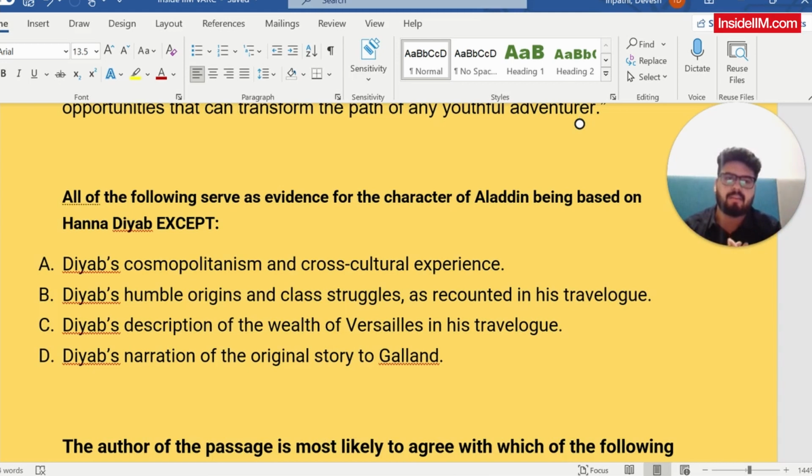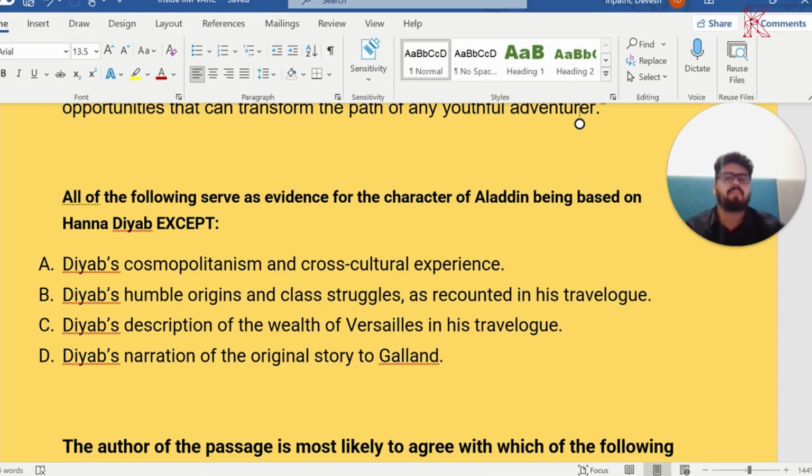various places, as in he has seen the part of Arab, he has seen the part of France. So definitely he's a cosmopolitan and he has a cross-cultural experience. And the author again and again claims that since he has cross-cultural experiences, he's better poised to write a tale like Aladdin, and hence this can serve as evidence for the character of Aladdin being based on Hanna Diab.